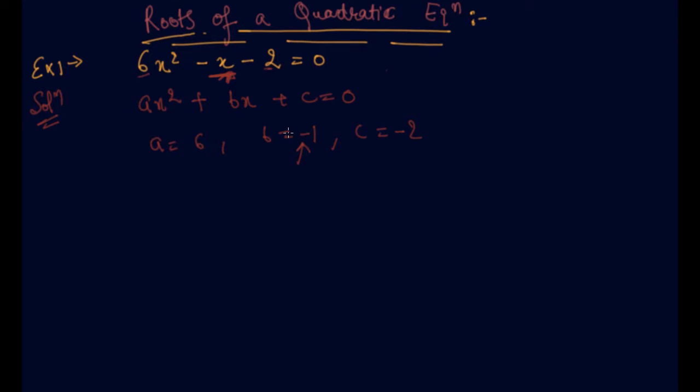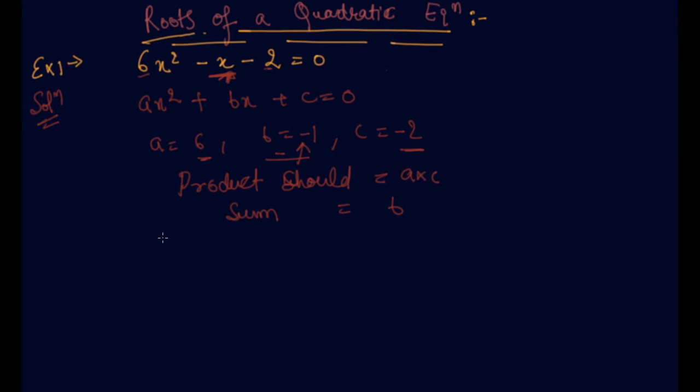So the main funda to find the roots of a quadratic equation is to split the center number b in such a way that the product will be a into c and the sum will be b. Let me write, product should be a into c and the sum will be b.